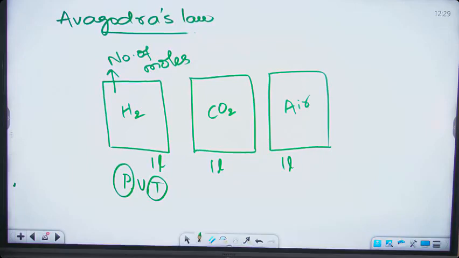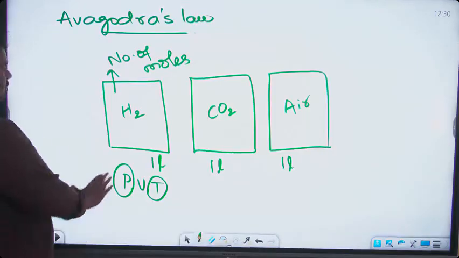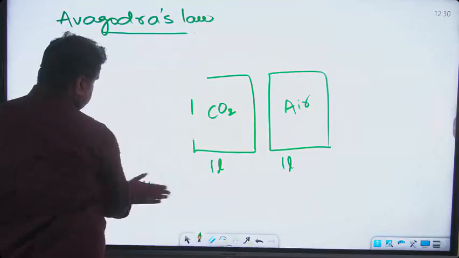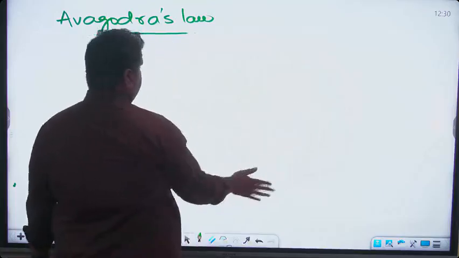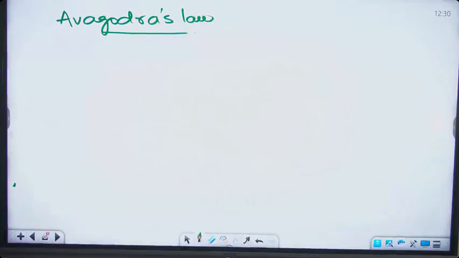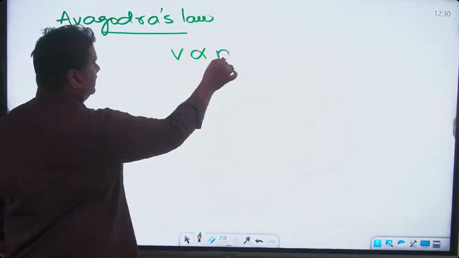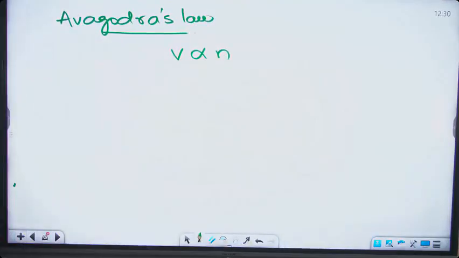The statement: equal volumes of all gases under similar conditions of temperature and pressure contain equal number of moles. That is, V is proportional to N.